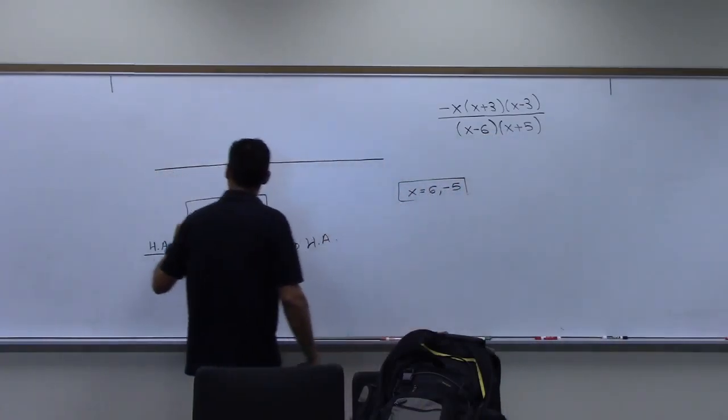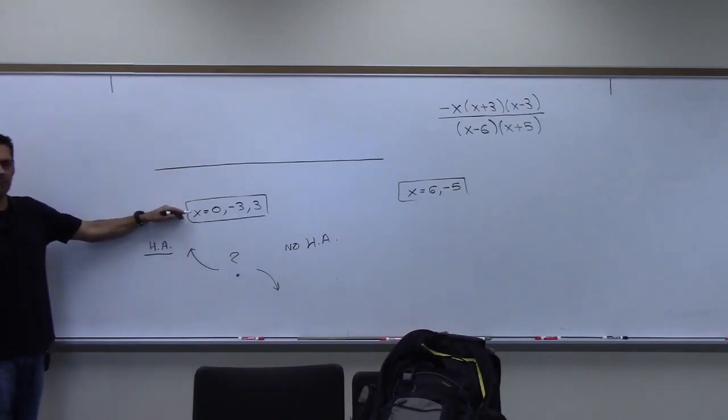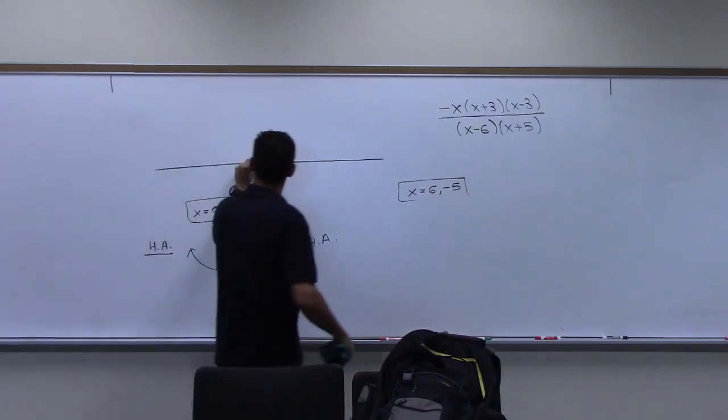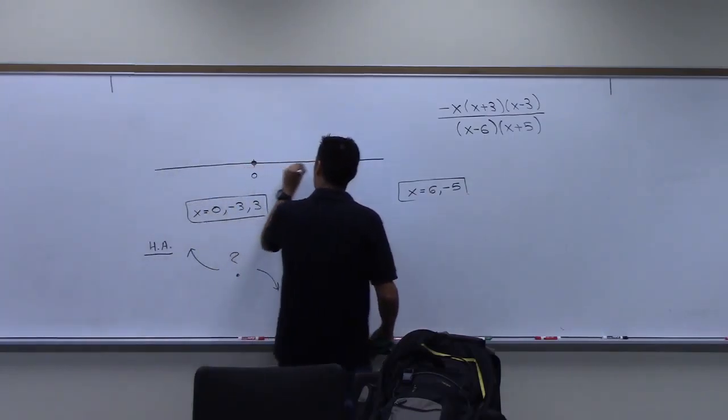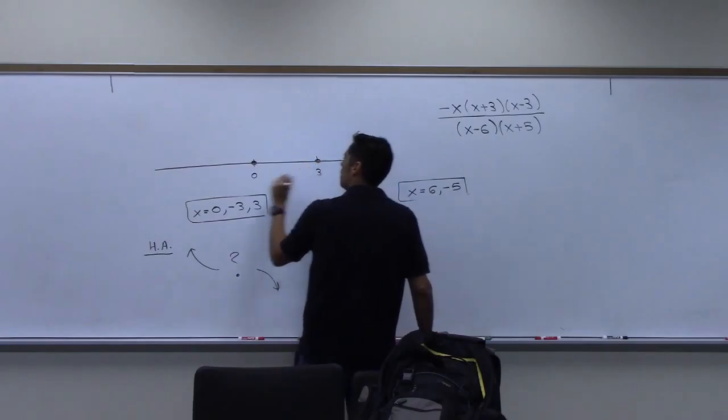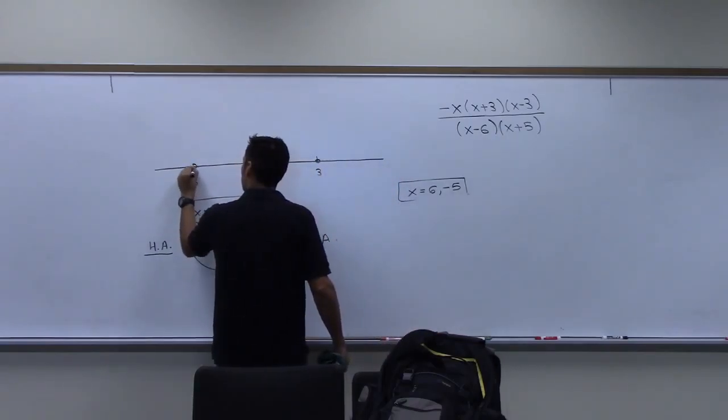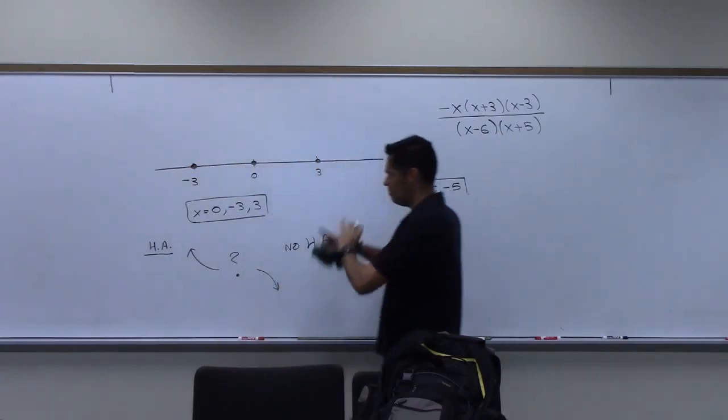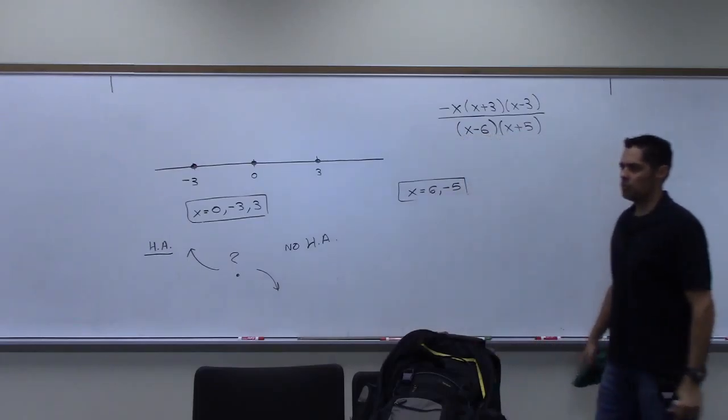I have these. These are what on my graph? X-intercepts. So what are they when I draw them? Like you can actually put a point on. Points on the x-axis, right? So 0, 3, -3. And they all cross.